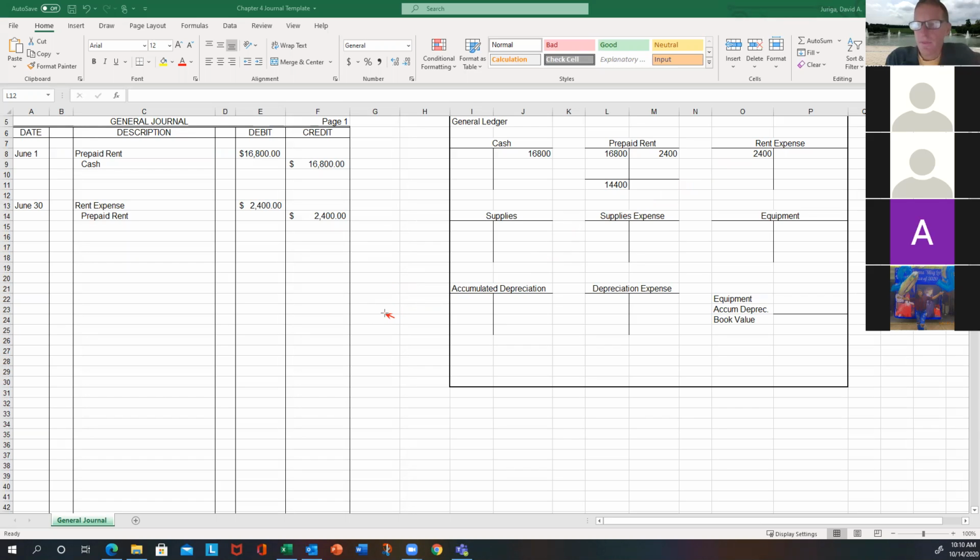And the financial statements are prepared from the ledger. All the numbers are pulled from the ledger. And so it's important that we update all of the accounts before we get to the financial statements, or the financial statements will not be correct. Okay. All right. Let me go back.